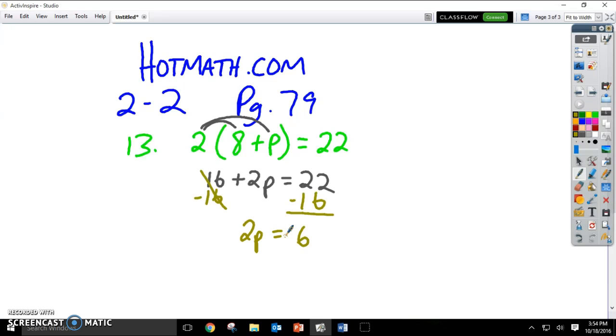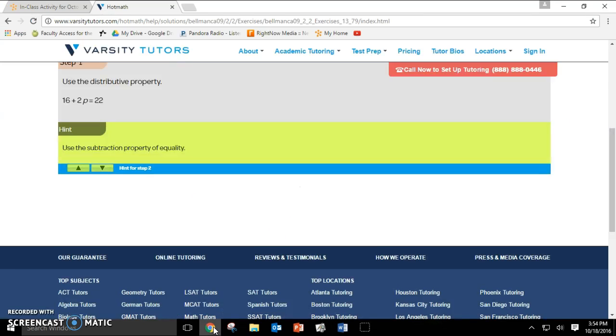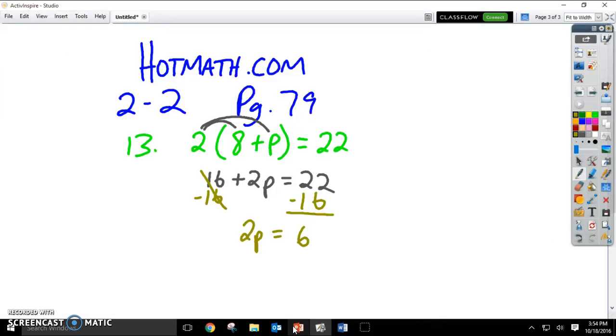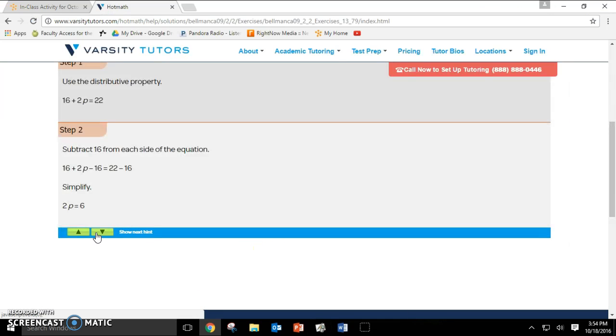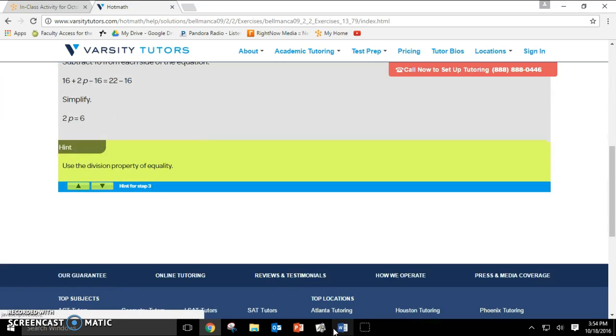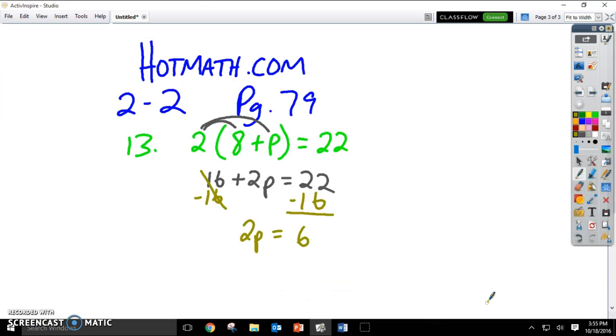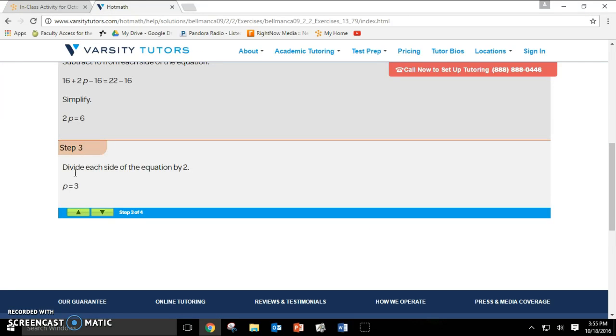Then I'm going to go back to Hot Math if I need additional help, or I can solve it on my own. When I go back, I'm going to click it to make sure I did it correctly. 2P equals 6. That's what I have. Then I go back to Hot Math. I click for the next hint, use the division property of equality, which means that I would divide a number to both sides of the equation. And when I do that, I would divide 2 to both sides. And 6 divided by 2 gives me P equals 3. Now when I have P equals 3, that's what Hot Math has as well, so I know I did it correctly. It asks us to divide each side of the equation by 2.